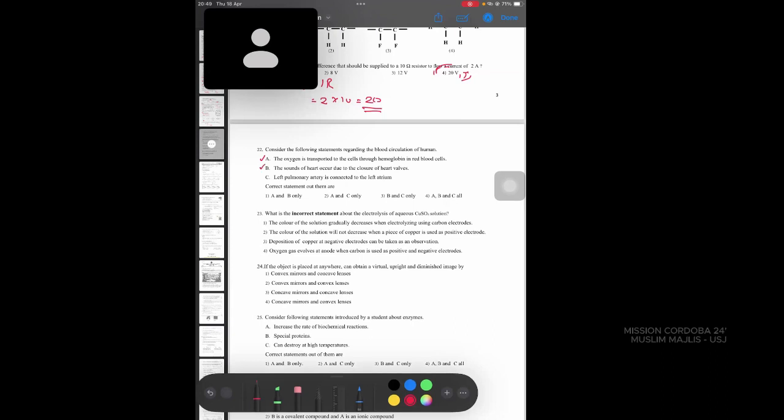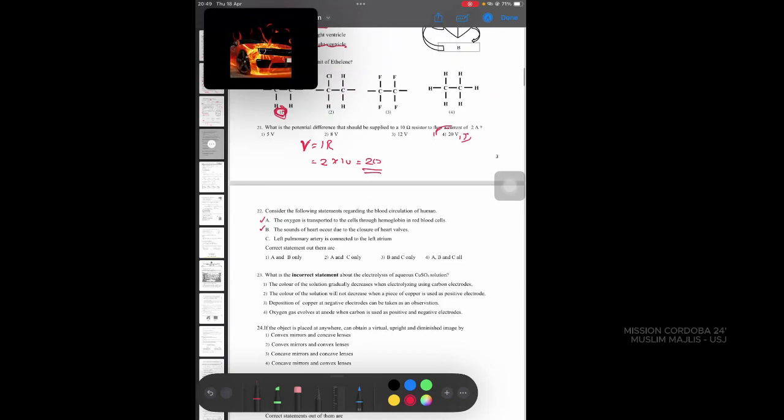Left pulmonary artery. Correct or wrong? Left pulmonary arteries. Wrong. Think again. Left atrium is connected to what? Veins, right? Yes, what vein? Pulmonary veins. Very good. Pulmonary vein. The pulmonary vein is only connected to the left atrium.